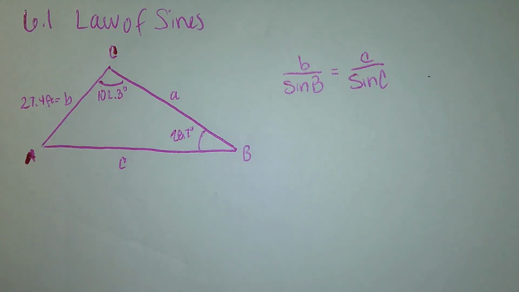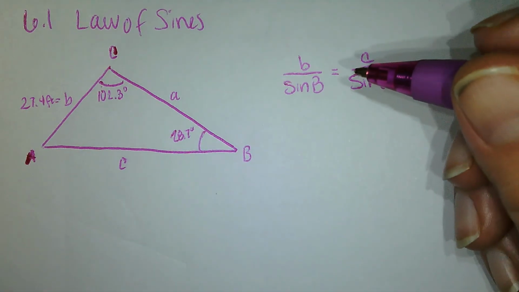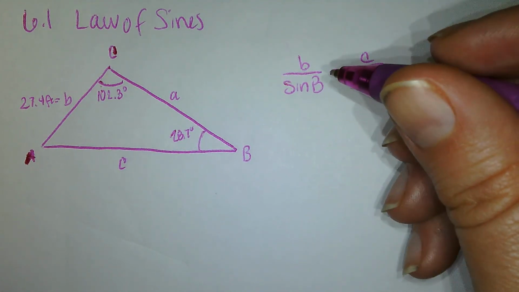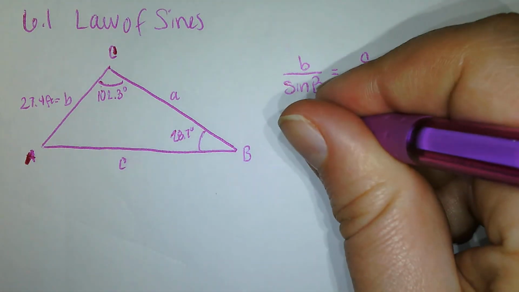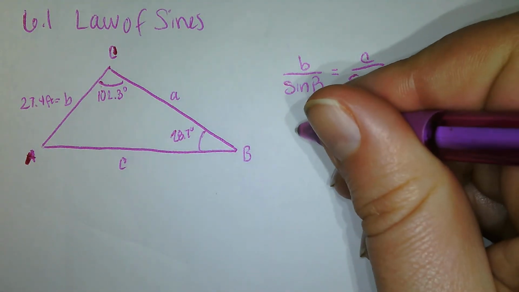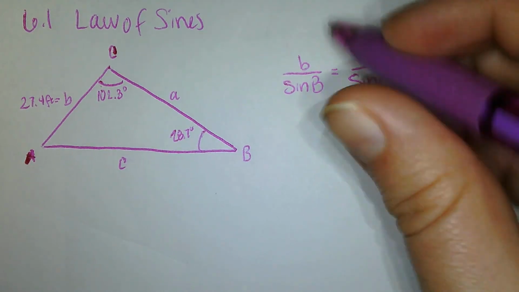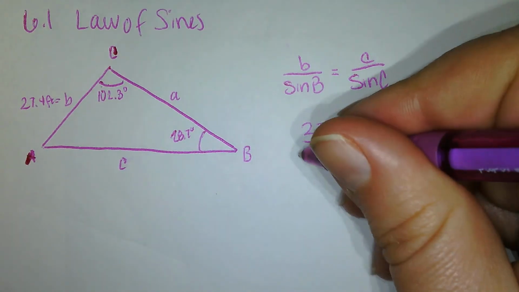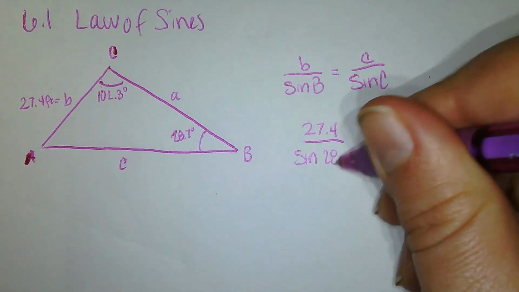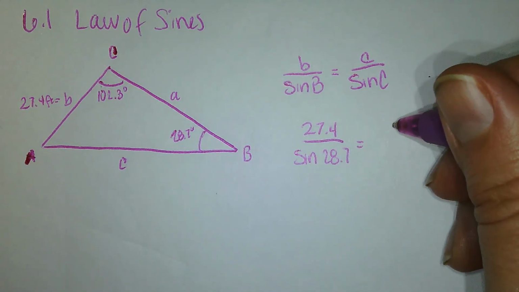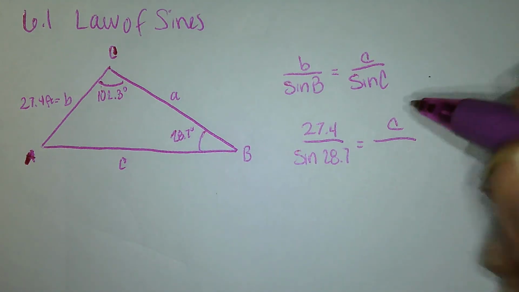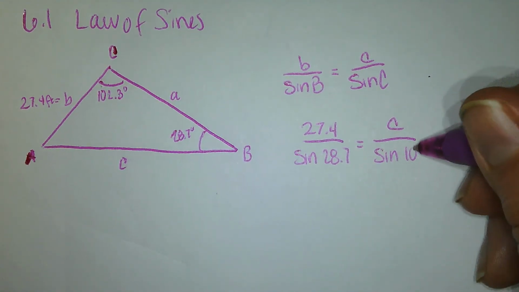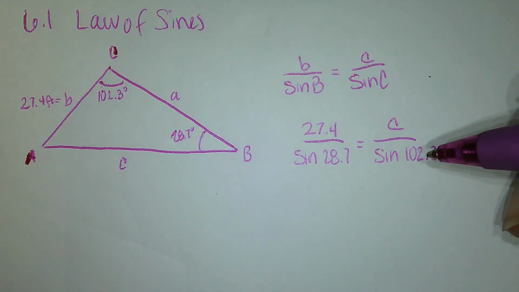Let's just plug everything in. b over sine B: 27.4 feet over sine of 28.7 is equal to c, which we don't know yet, over sine of 102.3. So there you go.